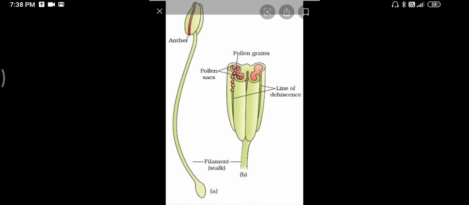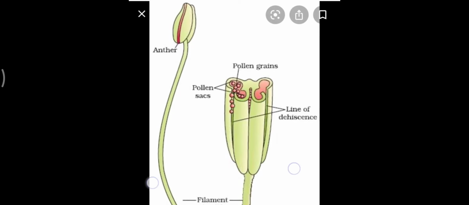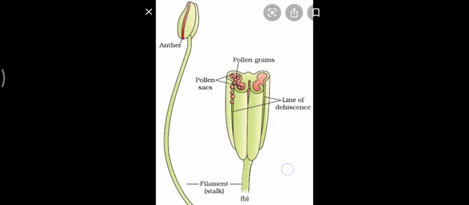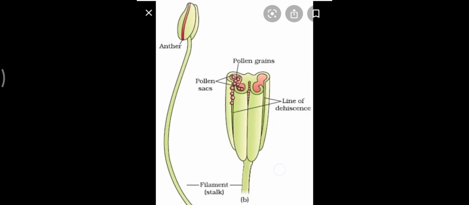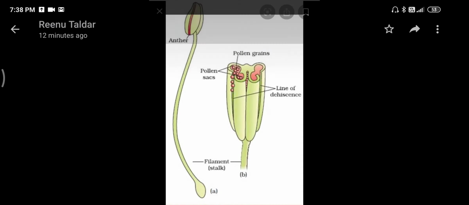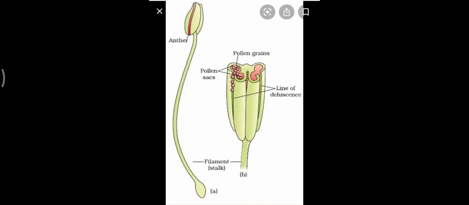This is the structure of anther. See, you have seen this structure in your previous classes also. When you see the transverse section, you can see the pollen sacs, and within the pollen sacs you can see the pollen grains, which are the male gamete. Now here you can see the line of dehiscence also. Line of dehiscence means this is the part from where the anther is going to split and it will open and pollen grains will be released. That is line of dehiscence.